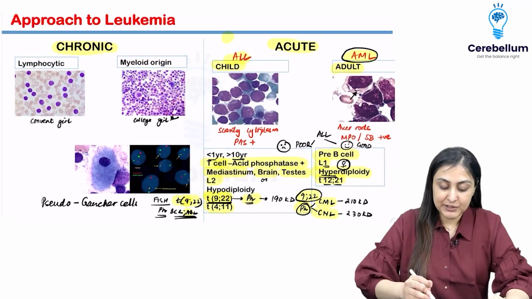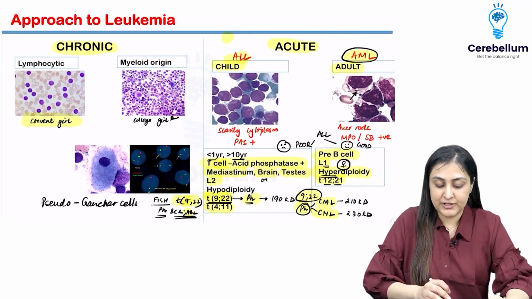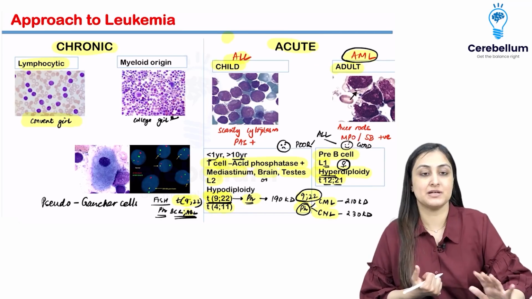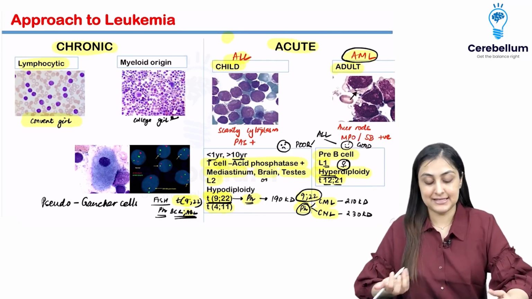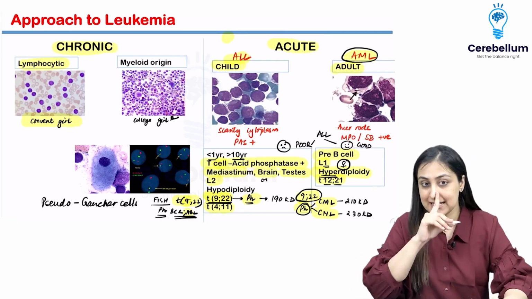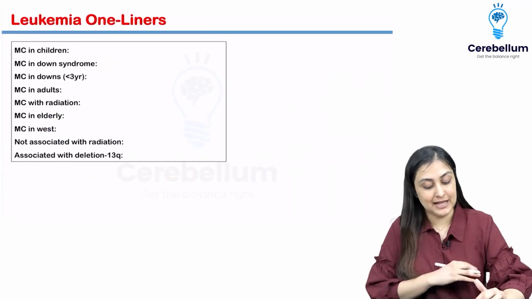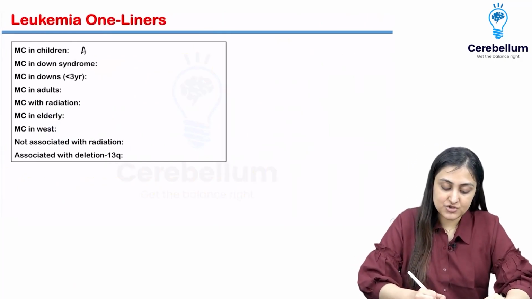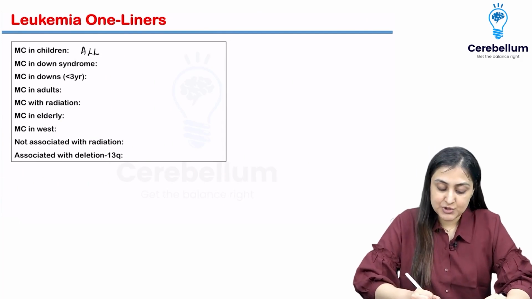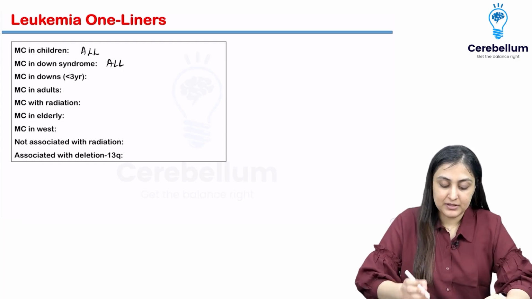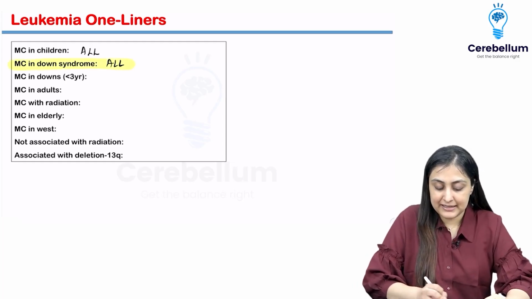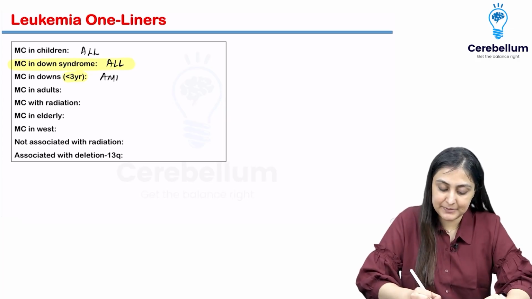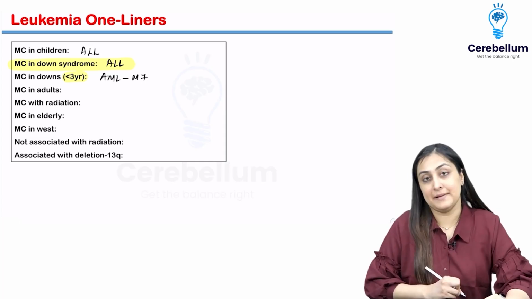About CLL, what you want to remember, there are lots of things. So CLL, we are also going to study in lymphomas as well. So it's either called CLL or SLL. There we are going to study smudge cells and a lot of other deletions as well. So let's do all of these one-liners. Overall, what's the most common in children? It is ALL. What is the most common in Down syndrome? So this is a trap. Overall in Down syndrome it is ALL, but if they mention less than 3 years, then it becomes the specific subtype, that is AML M7.